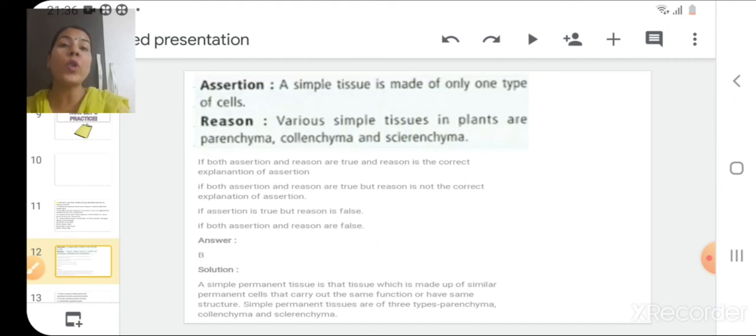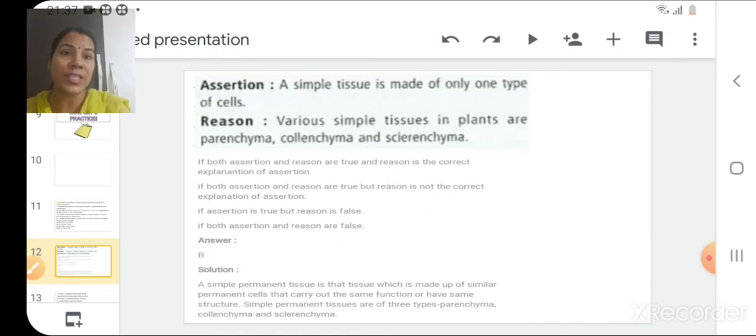And there are 4 options given for this. The first option is if both assertion and reason are true, and reason is the correct explanation of assertion. And the second option says if both assertion and reason are true, but reason is not the correct explanation of assertion. And the third option is if assertion is true but reason is false. And the last option is if both assertion and reason are false.